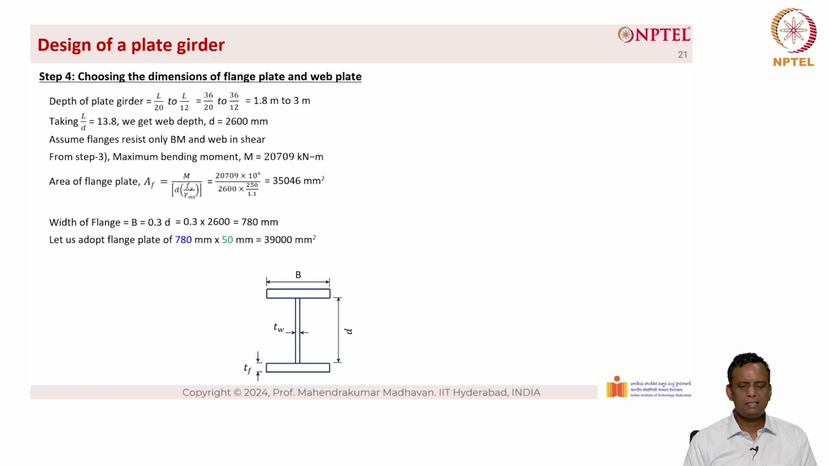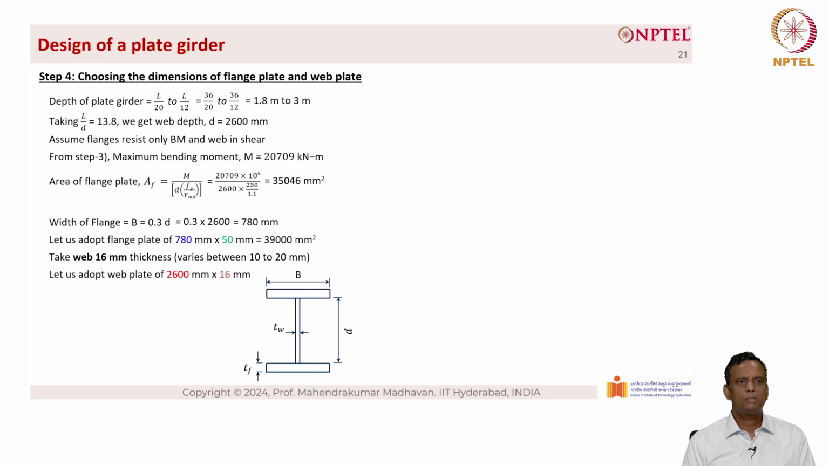The area is 3900 mm², which is greater than 35046 mm², the required area of the flange plate. So it is sufficient. Let's take a web of 16 mm thickness. The web thickness should vary between 10 to 20 mm. So let us adopt a web plate of 2600 mm × 16 mm.